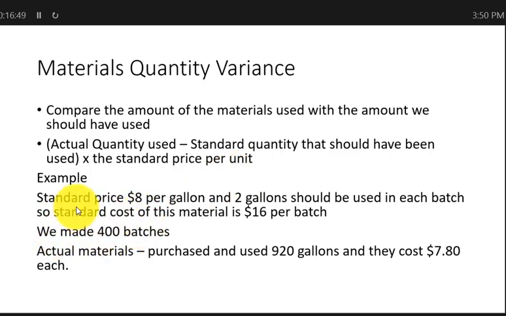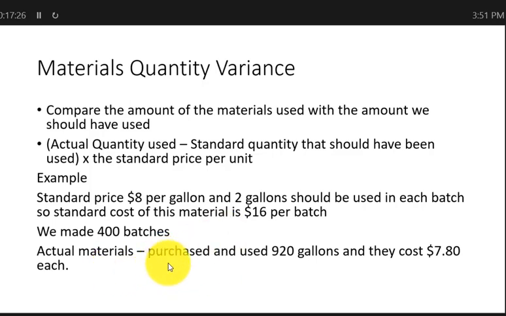So, our example: a standard price of $8 per gallon for whatever this material is, and we use 2 gallons. So the recipe calls for 2 gallons in each batch. So the standard cost is $16 per batch. We made 400 batches during the month. But it doesn't matter what we planned on making. We could have planned 600, could have been 500, could have been 300. But we made 400. So our flexible budget is going to be based around 400 batches.